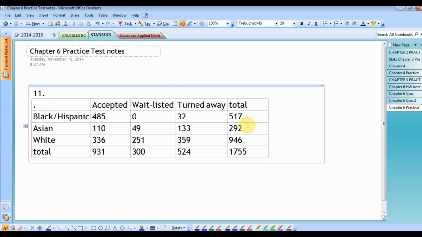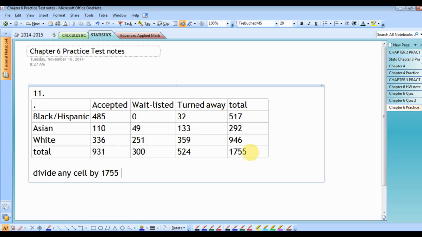All right, if we divide everything by 1755, we should get percentages here, but I'm just going to divide by 1755 at the end once we figure out the numbers. So we're going to divide any cell by 1755 to find the probability of that cell. And that should kind of make sense, right?